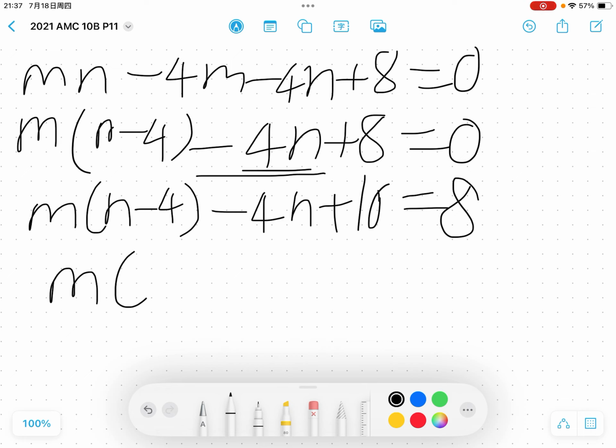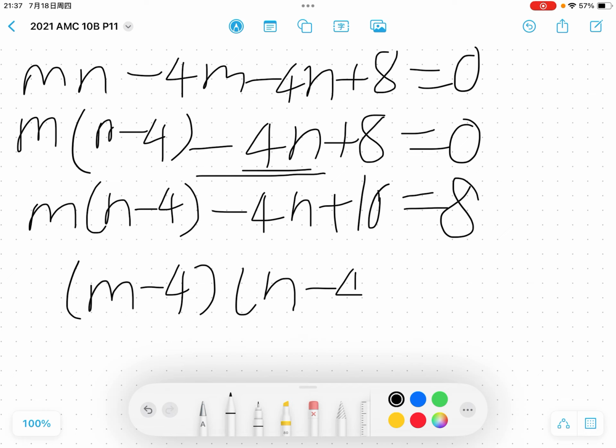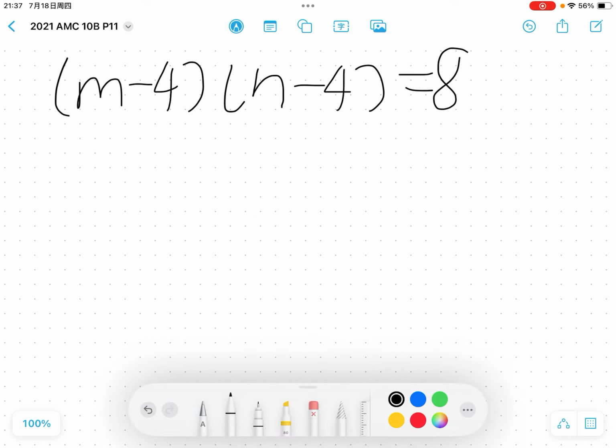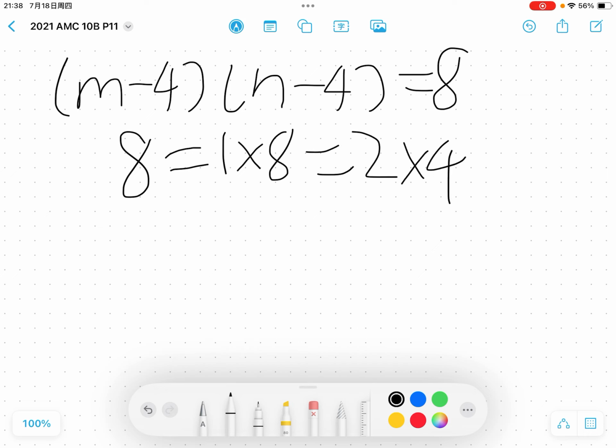Now we can factor this out. This is m minus 4 times n minus 4 equals 8. This is a really easy thing to do now because m and n are integers and 8 is also an integer. So 8 equals 1 times 8, or 2 times 4. There are only two cases. Simple, we just try them out. The first one, m equals 1 plus 4, which is 5. n equals 8 plus 4, which is 12. Notice it doesn't really matter which is m and which is n because we only want the product of m and n, so the order doesn't matter.